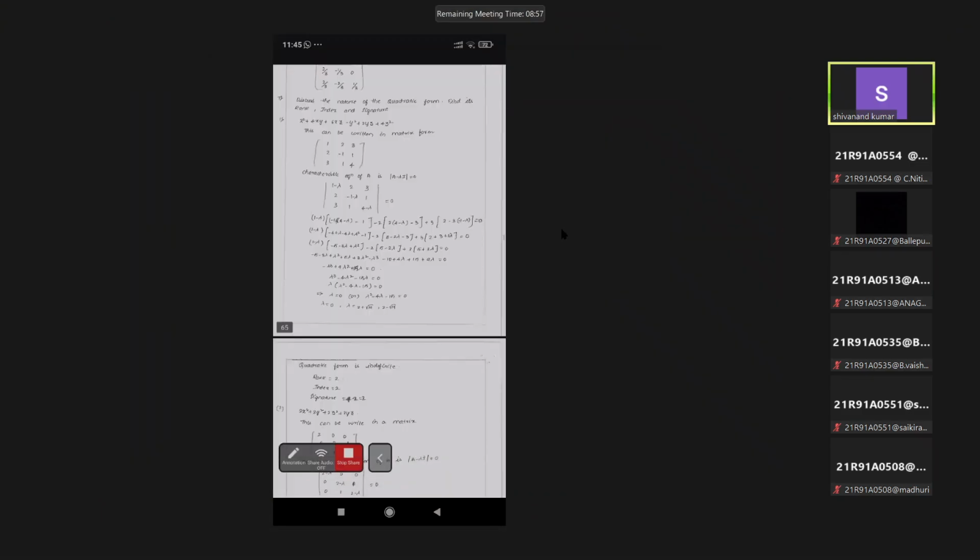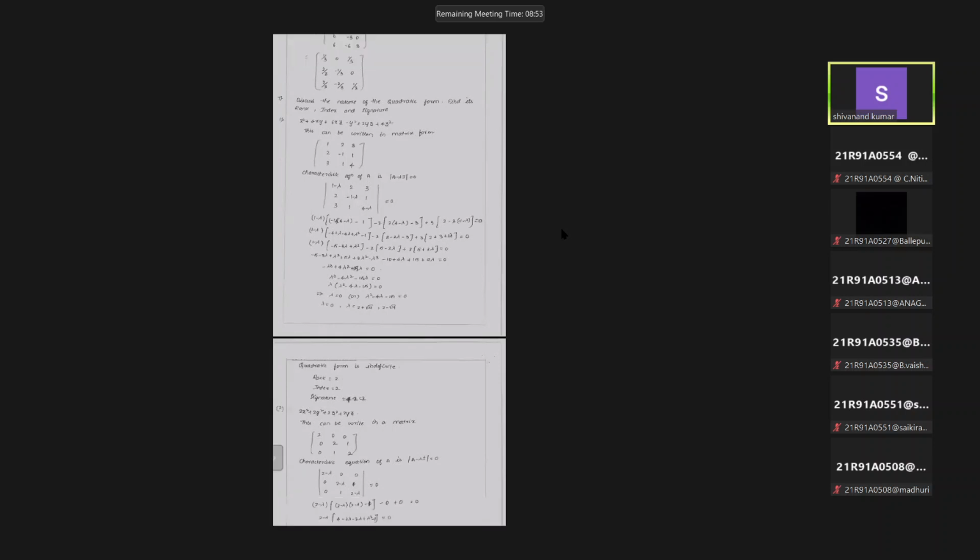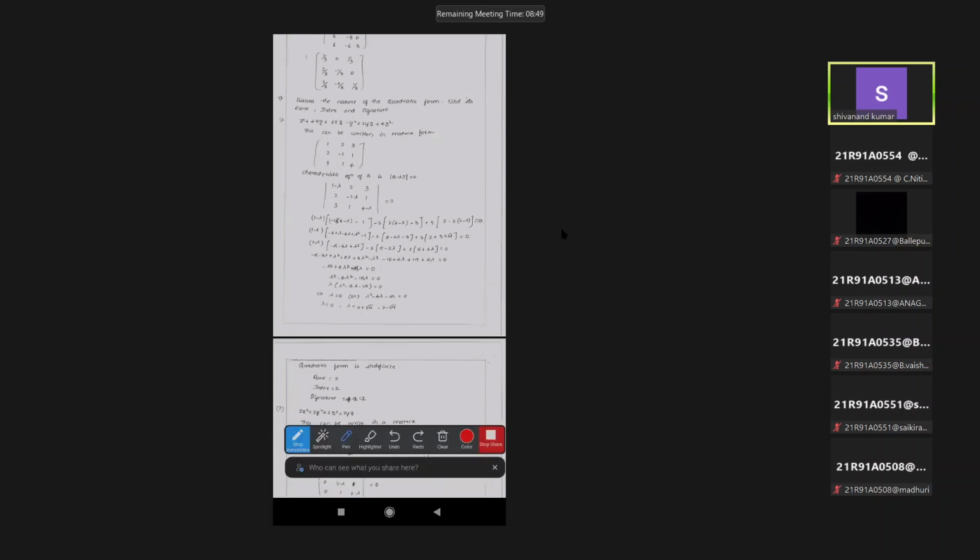Discuss the nature of the quadratic form and find the rank, index, signature. Whenever you are discussing the nature, you have to find the rank. First one is rank, the second one is index, and the third one is signature.